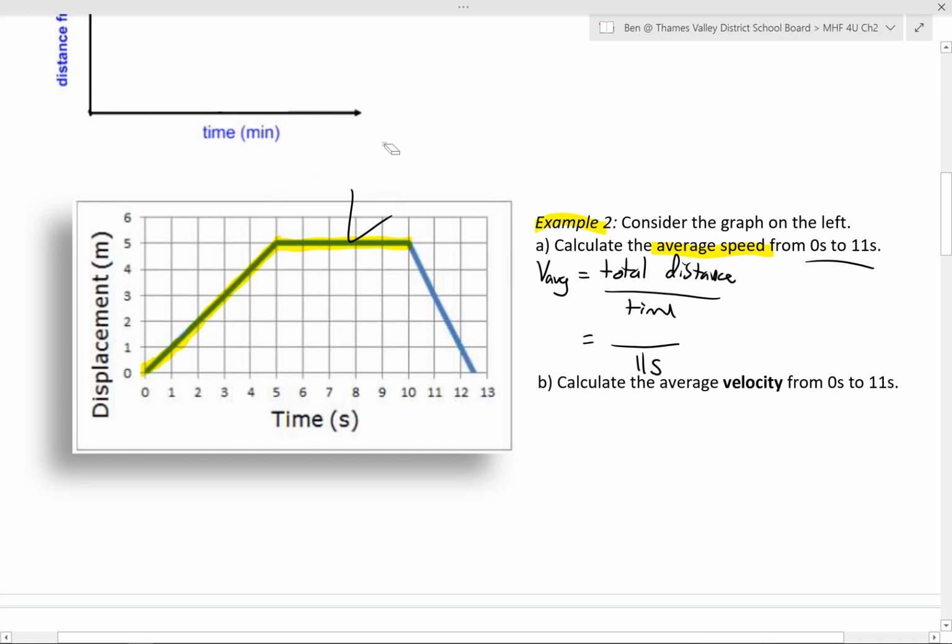That's why it's constant. Their displacement from the sensor is not changing for, looks like, 5 seconds here. And then they move back until 11 seconds, at which point they are 3 meters away.